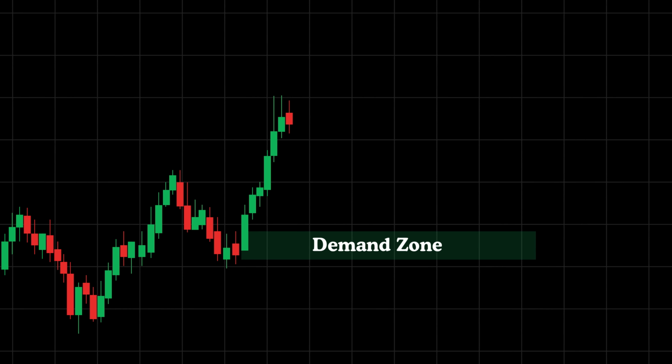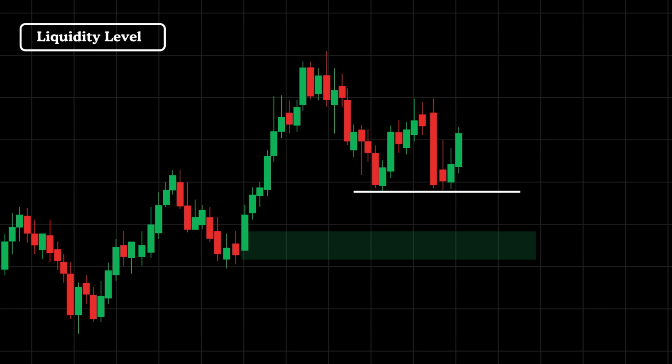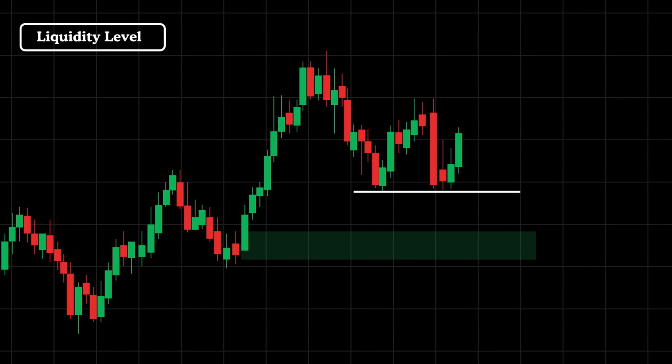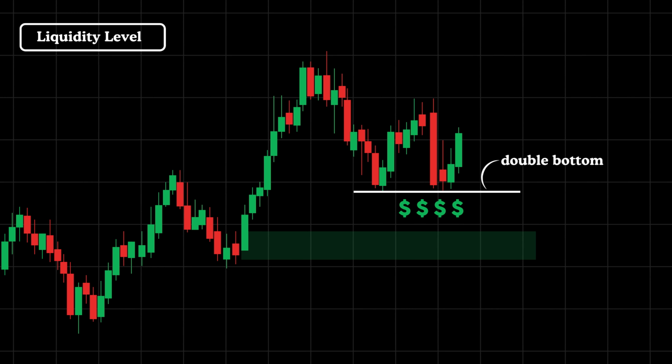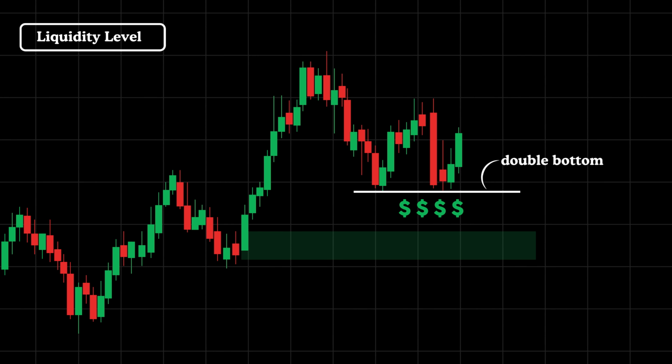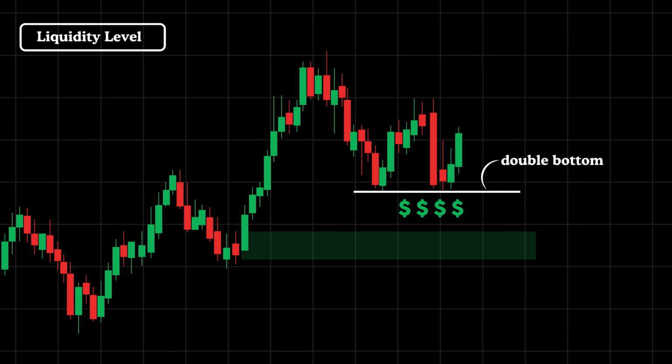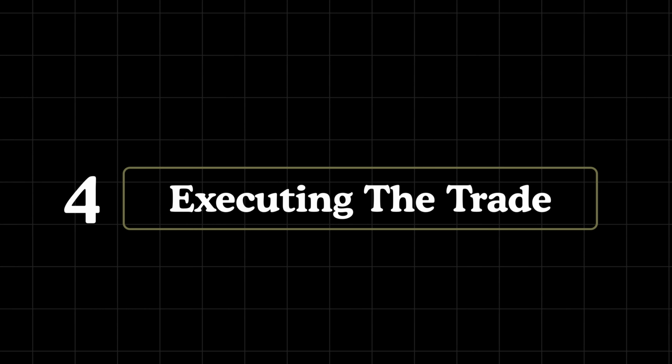Returning to our earlier example, now that we've outlined our demand zone, the next move is to locate a nearby liquidity level positioned above it. Here we notice price forming a double bottom, bouncing off the same level 2 times, which results in a buildup of liquidity beneath that level. After pinpointing the liquidity zone, we proceed to the last step, which is executing the trade.